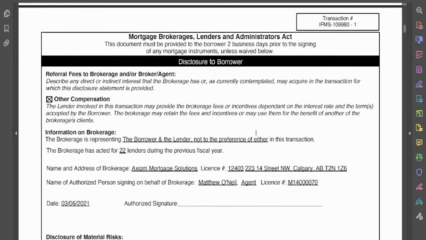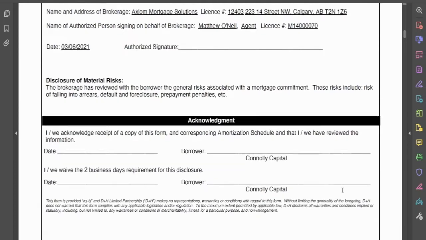This next portion here reflects information on our brokerage, which is Axiom Mortgage Solutions, and information on our individual licensing number. You will be signing twice in the acknowledgement section, and the date is the same date as the commitment.